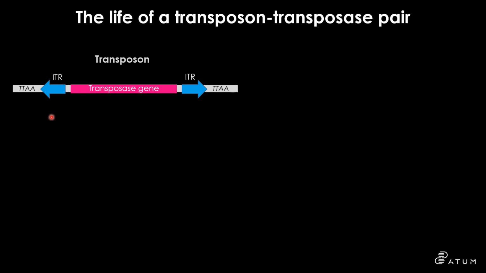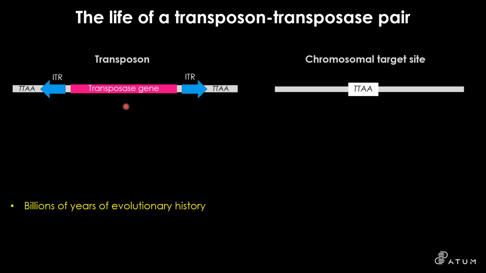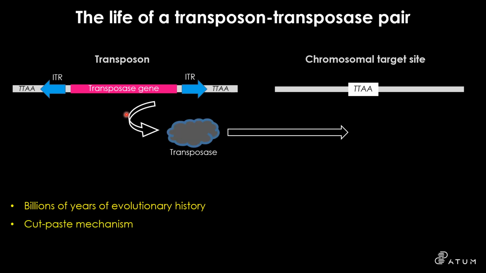Transposons are genetic elements in DNA wherein inverted terminal repeats flank the transposase gene. This has evolved over many years through evolution, and the goal of this genetic element is to move from one place to the next, creating genetic diversity. It does this via the expression of the transposase gene, which is harbored within the transposon.